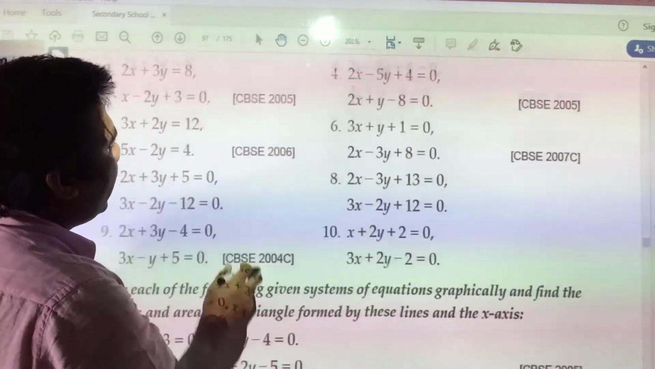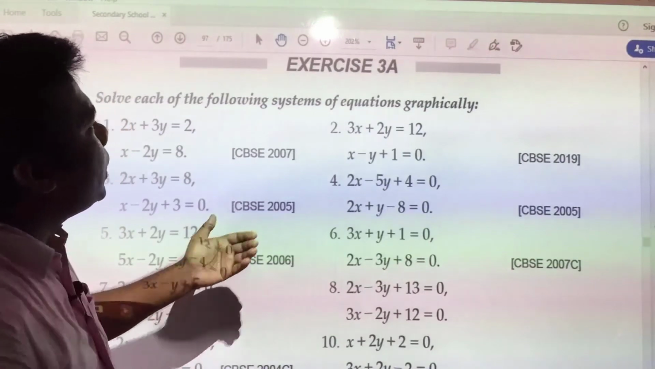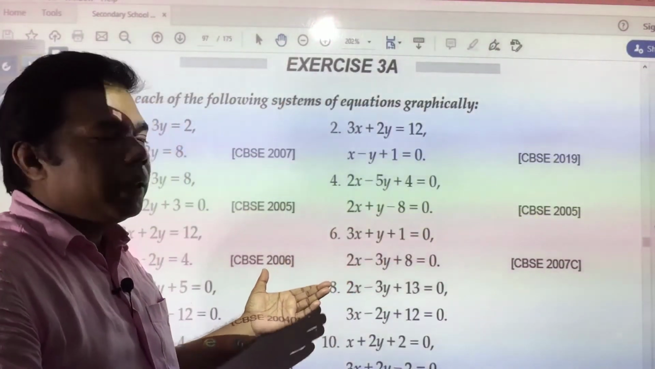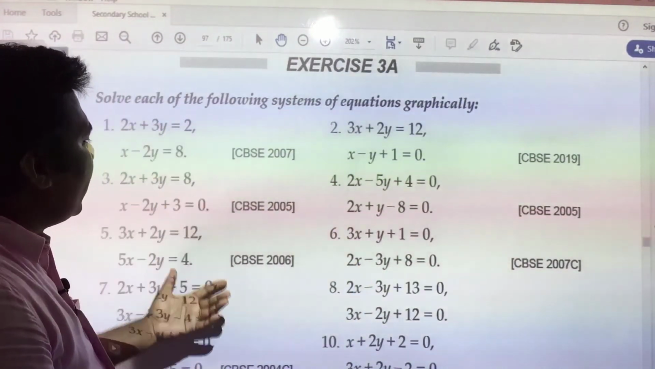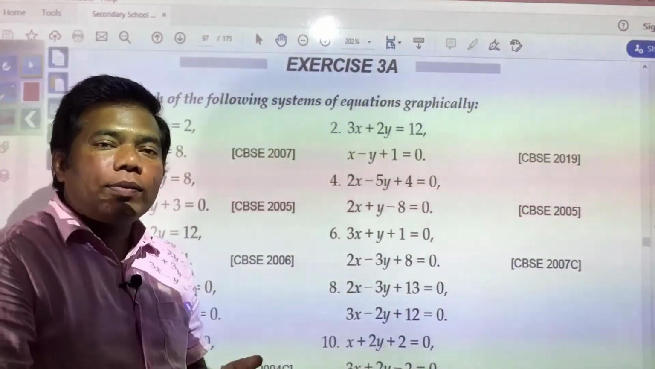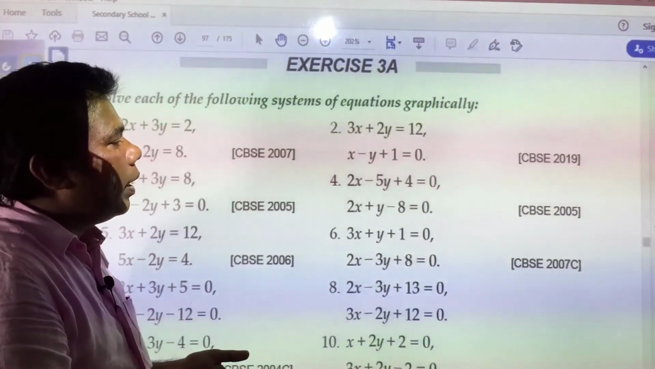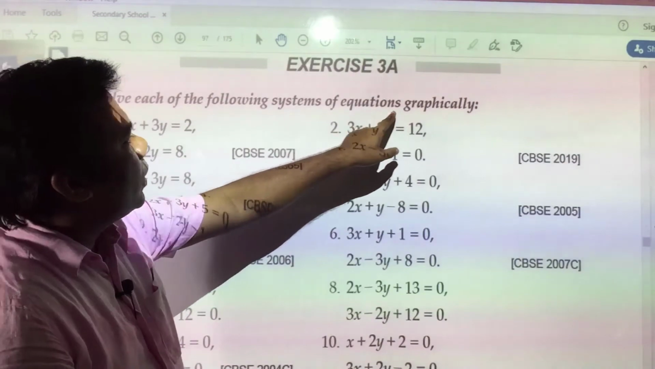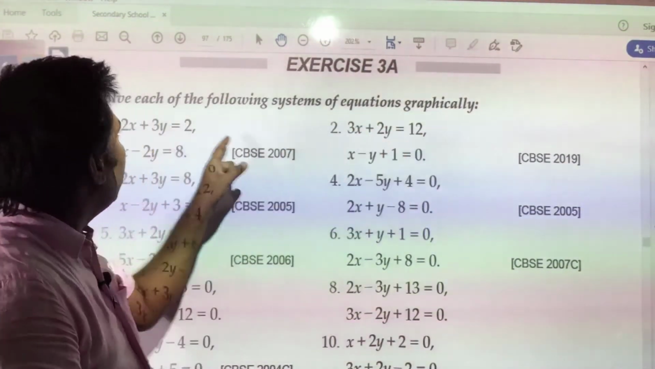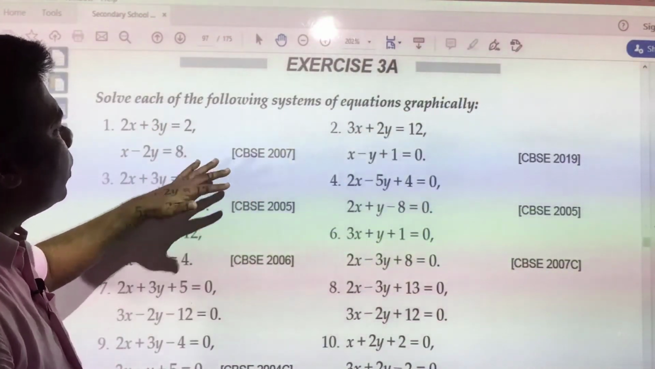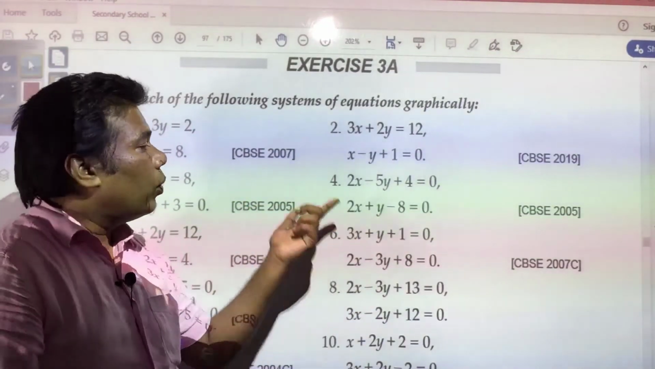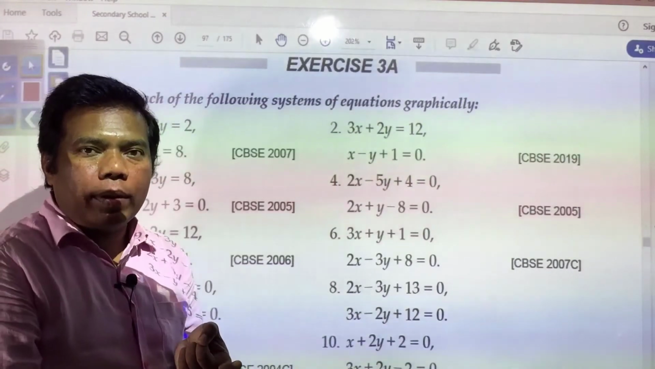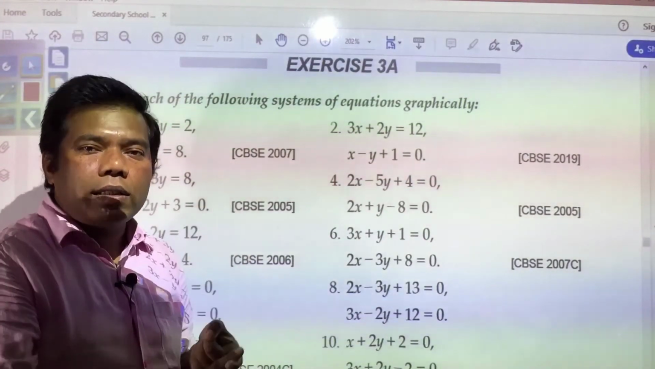Many examples have been given, and you were told to start exercise 3A. I hope you have started, and you might have completed also. These questions are very important. You need a graph sheet; purchase one if you don't have it, and plot all the graphs. Here you see, solve each of the following systems of equations graphically. So you need to solve each question, meaning you need to find x and y. You will get x and y when you have a unique solution, meaning your lines intersect.